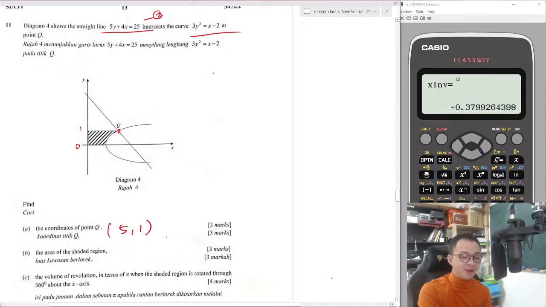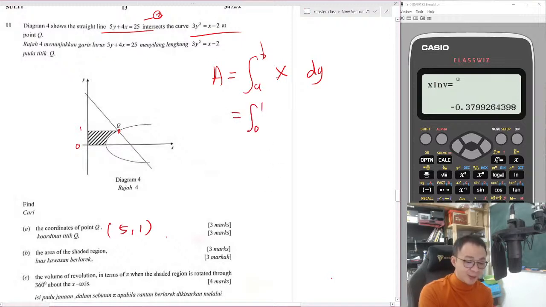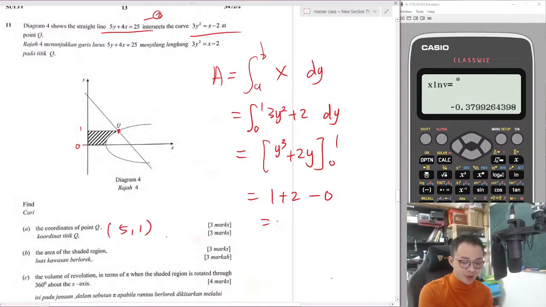If you want the area toward the y-axis, first thing is a to b. This one must be dy, and here must be x. So my a and b are from 0 to 1. My x is 3y squared plus 2 dy. Then I integrate this, which is 3y cubed over 3 plus 2y. Just a normal integration. The 3 and 3 simplify, so I get y cubed only. So this is 1 plus 2 minus 0, which is 3. Done. The area will be 3.